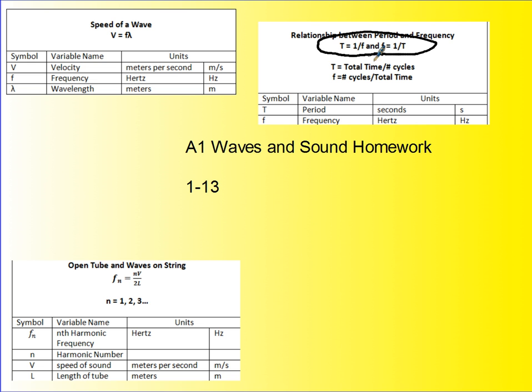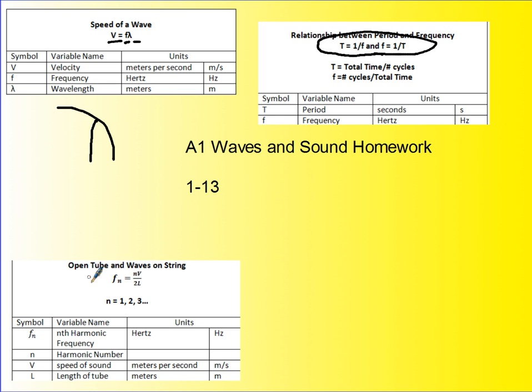Period is 1 over frequency, and frequency is 1 over period. I don't care which one you use. But remember, period's always measured in seconds, while frequency is measured in hertz. The basic wave formula is V is F lambda, where V is the speed. F is a frequency in hertz, and lambda is the wavelength. Remember how to make a lambda. Make a kind of a curve, and then a leg.